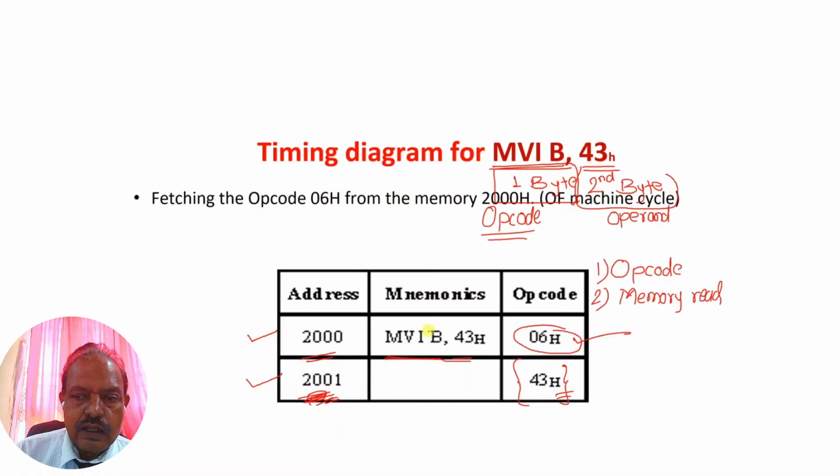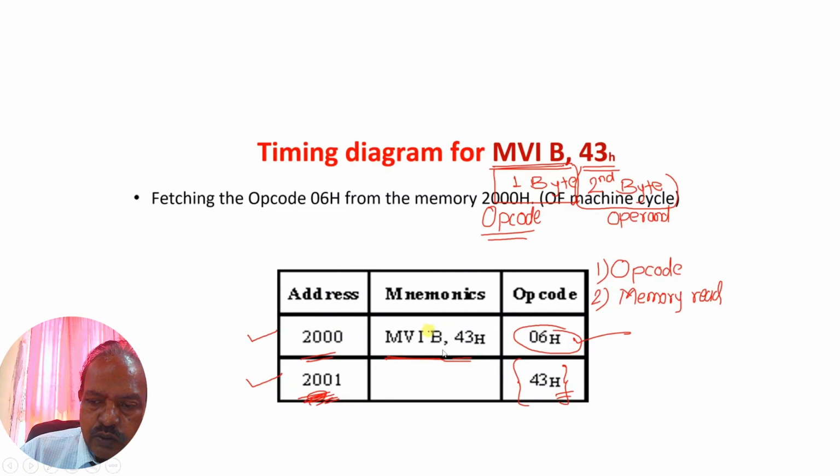Now let us see the timing diagram for this, fetching the opcode 06H. What is the opcode you are going to fetch? 06H, this is the opcode. Okay. So this 06 is from which memory location? It is in the memory location 2000 hexadecimal. Okay, so this 2000 holds the opcode and this 43 is the operand, or the data. Try to understand. So now I want to get two things. I want to get the opcode, that is, the instruction, and I also want the data, right?